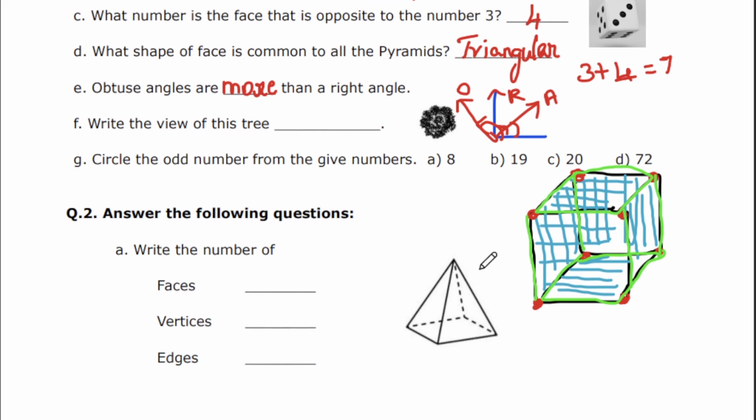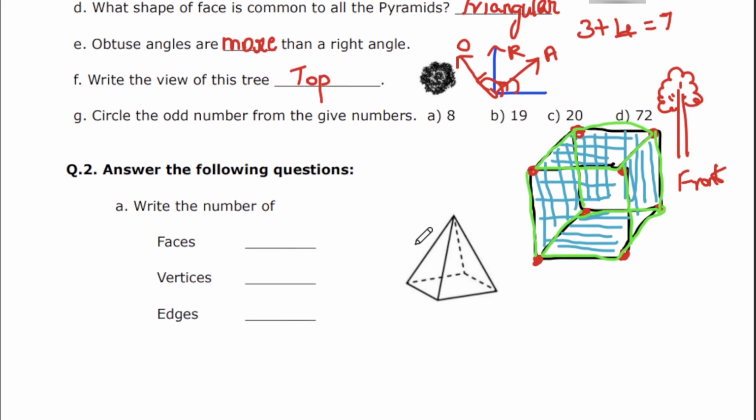Next. Write the view of this tree. This tree view is the top view. And if you have a tree like this, it is the front view of the tree. Front view of the tree.